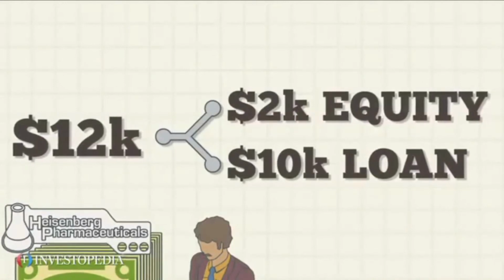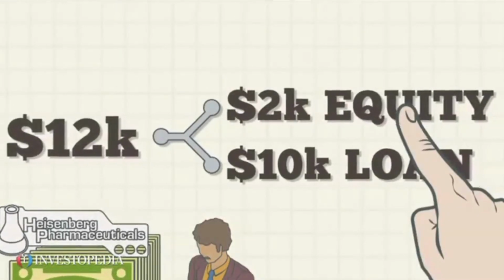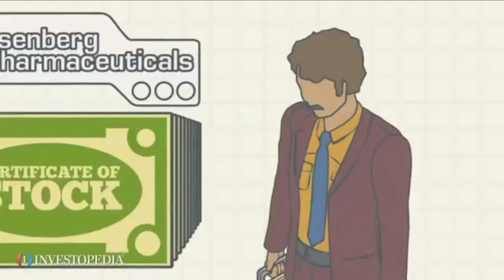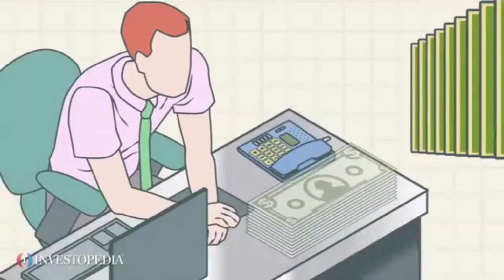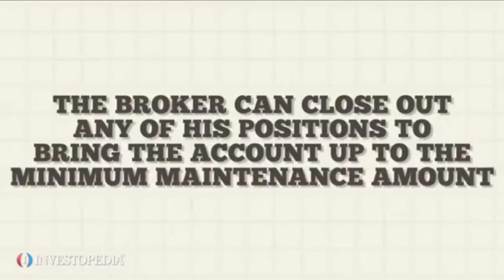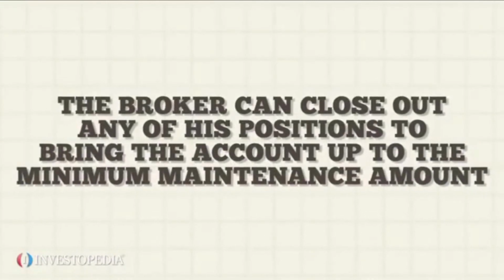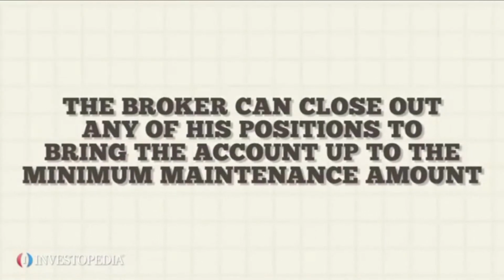In this case, the equity has fallen below the minimum maintenance margin requirement, and the investor would receive a margin call for $1,000. If this demand isn't met, the broker can close out any of his positions to bring the account up to the minimum maintenance amount.